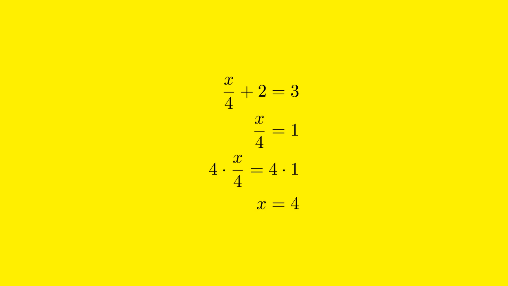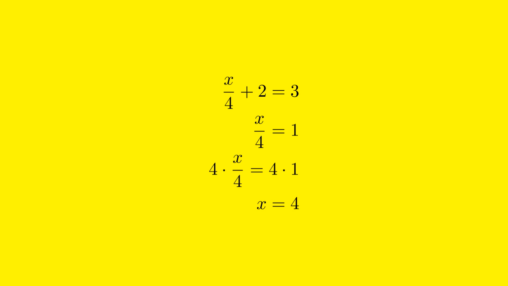Step 2. To solve the equation x divided by 4 plus 2 equals 3, now that our equation has been simplified to x divided by 4 equals 1, our goal is to get x completely alone on one side of the equation. Currently, x is divided by 4. To undo the division by 4, we do the opposite operation, which is multiplication.